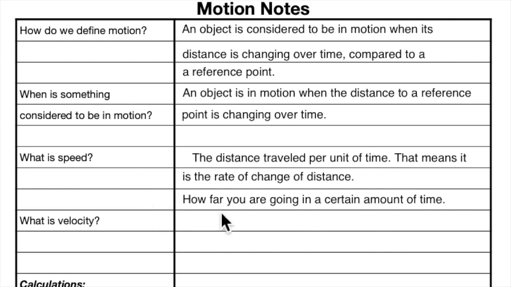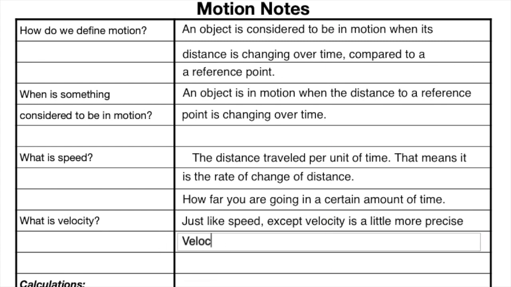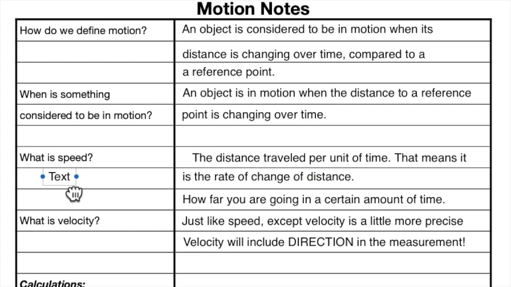Let's now compare that to velocity. Velocity is very similar to speed. It's just like speed, except velocity is a little more precise. Velocity will include direction in the measurement. So for instance, we'll take that example of 55 miles per hour. That could be a speed. We could turn that into a velocity if we know the direction of travel. So if we instead say, well, it's not 55 miles per hour only, it's 55 miles per hour north. Now all of a sudden that's a velocity because we know both the speed and the direction.